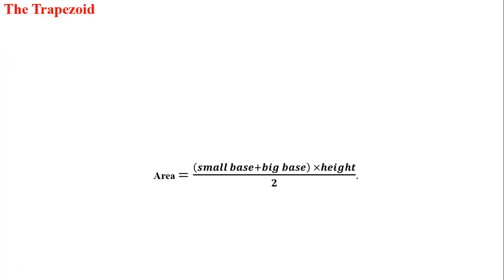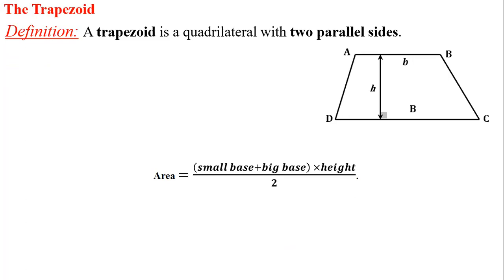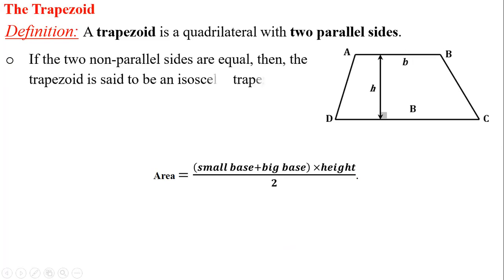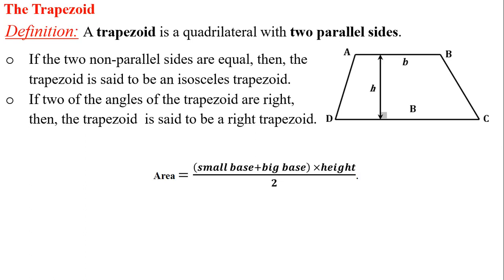The last quadrilateral is the trapezoid. This is the trapezoid. A trapezoid is a quadrilateral with two parallel sides only. AB is parallel to DC. AD and BC are called non-parallel sides. So if the two non-parallel sides are equal, then the trapezoid is called an isosceles trapezoid. If two of the angles of the trapezoid are right, it's called a right trapezoid. The area of the trapezoid is the small base plus the big base, times height, all divided by 2.